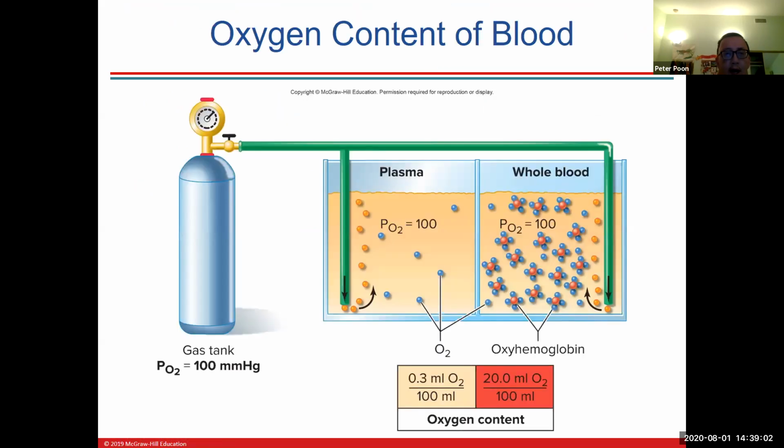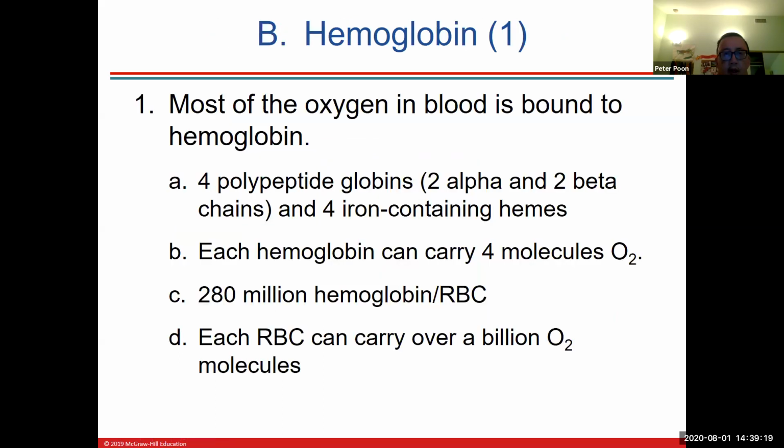So in plasma, there's very low oxygen. Okay, so most of the oxygen in the blood is bound to hemoglobin. Each hemoglobin has four chains, two alpha chains and two beta chains, and each chain has a heme. A heme has the iron in the middle. The iron in the middle carries oxygen.